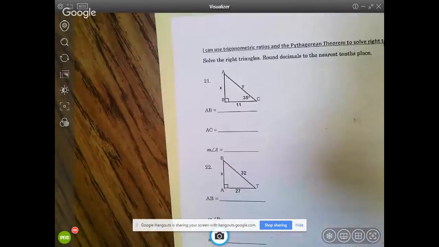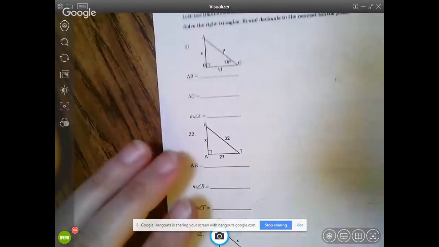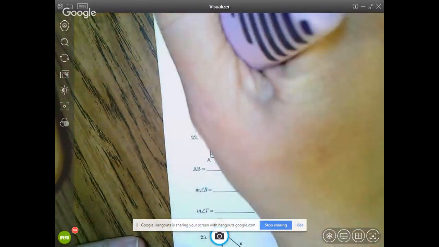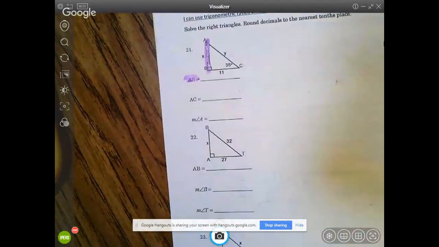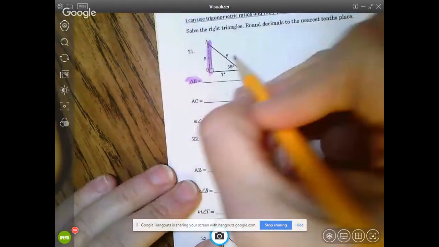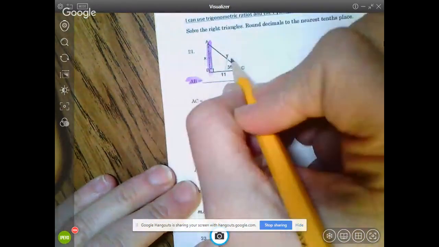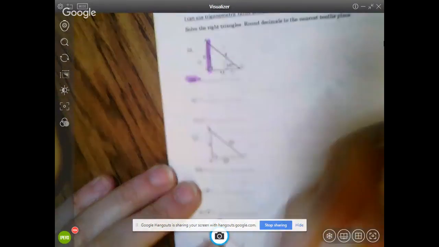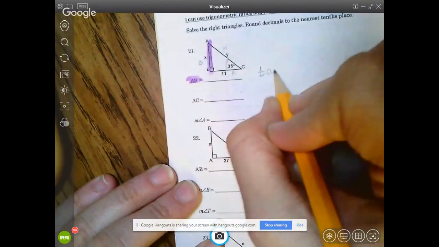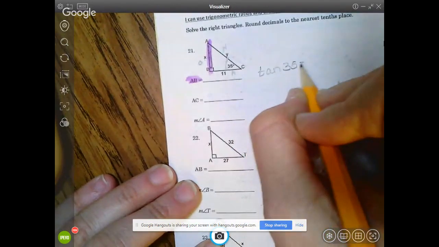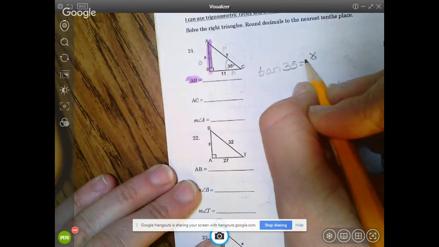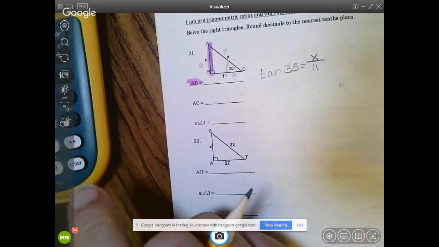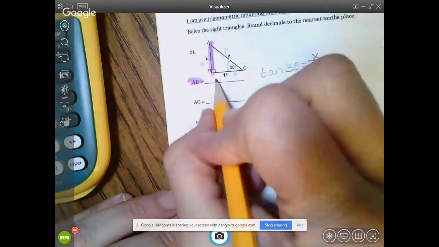Okay, I'm only going to do maybe one of these. Here we have, first let's find x, which is AB. So for finding x, here's our theta. This is our opposite. This is our adjacent. This is our hypotenuse. So here I'm going to do tan 35 equals my opposite, which is x, over my adjacent, which is 11, which means we multiply. So this should be 7.7.